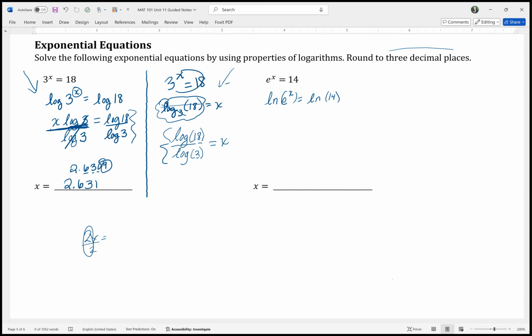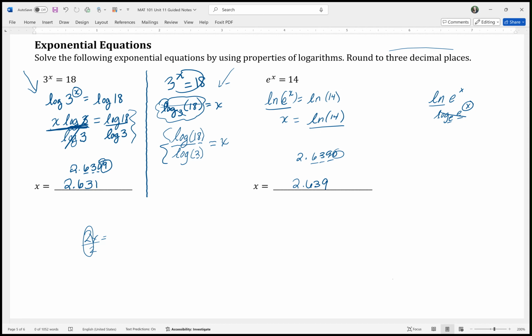Now, what is the natural log of e to the x? Do y'all remember? Natural log of e to the x. Natural log is log base e of e to the x. And if our bases are the same, the answer is just the exponent. So this expression is just x equals natural log of 14. And now, literally, all you do is put that in the calculator. So natural log of 14 in the calculator is 2.6390. And I need 3 decimals, 1, 2, 3. That's not going to round it up. So 2.639 is our answer.